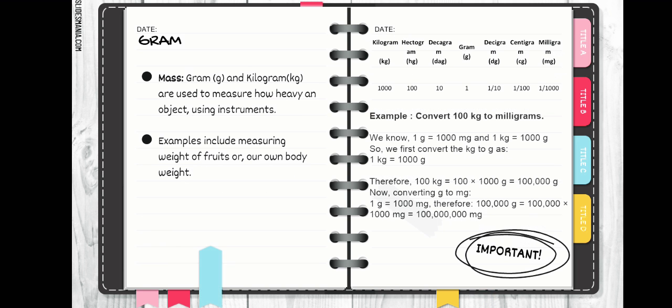So proceed to the gram, whose property is mass. Gram and kilogram are used to measure how heavy an object is using instruments. Examples include measuring the weight of fruits or our own body weight. So here again is the conversion table. The gram is the basic unit, so it's equal to 1.